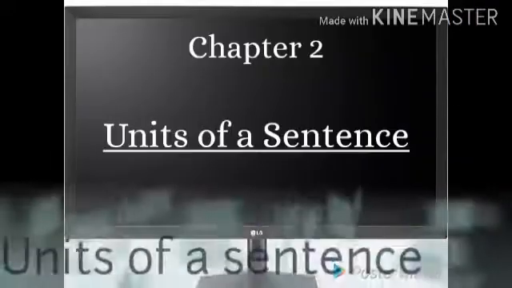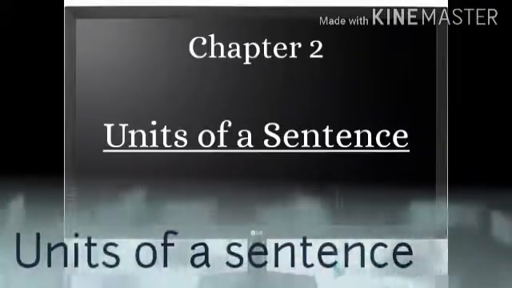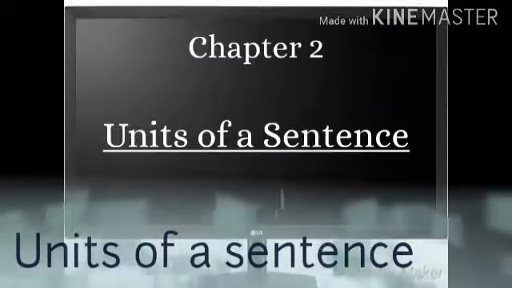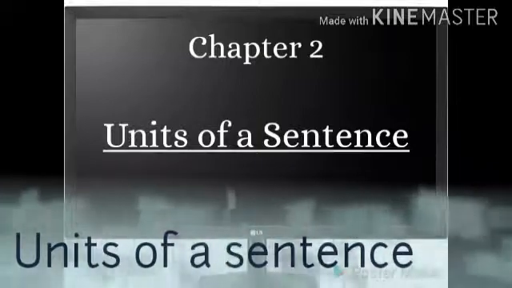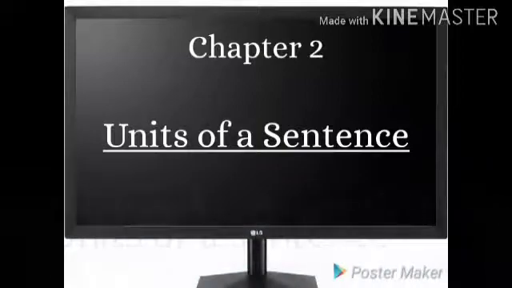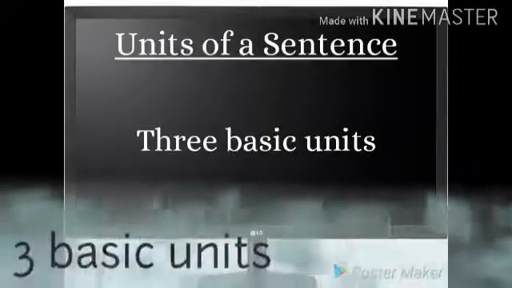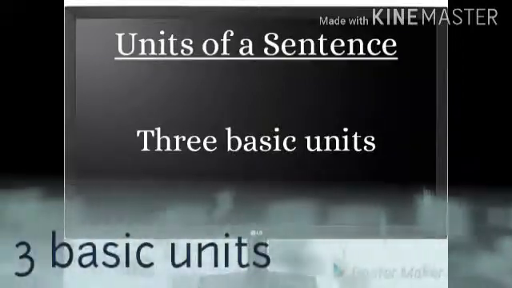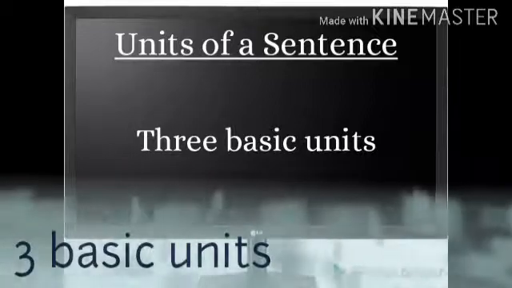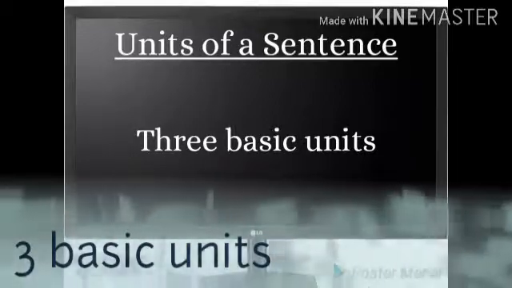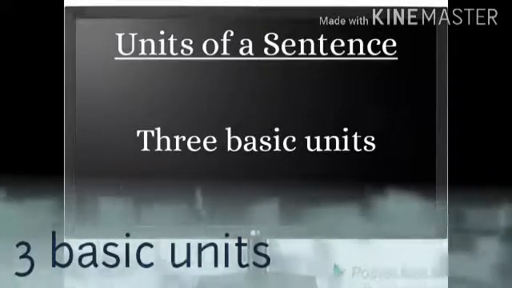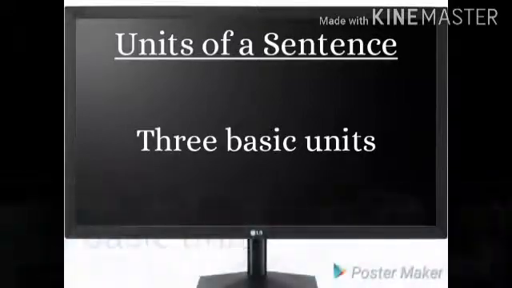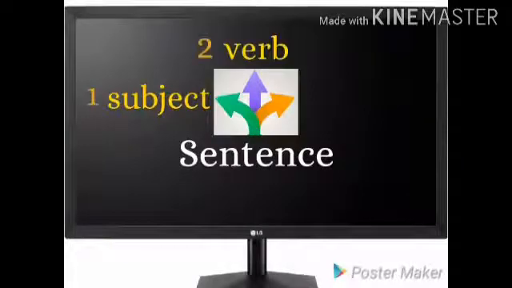I would like to discuss an important fact in English grammar. Do you know what it is? Yeah, I am going to tell you something about the units of a sentence. We need to know the three basic units of a sentence. The three essential units that are required for a sentence are subject, verb, and an object.